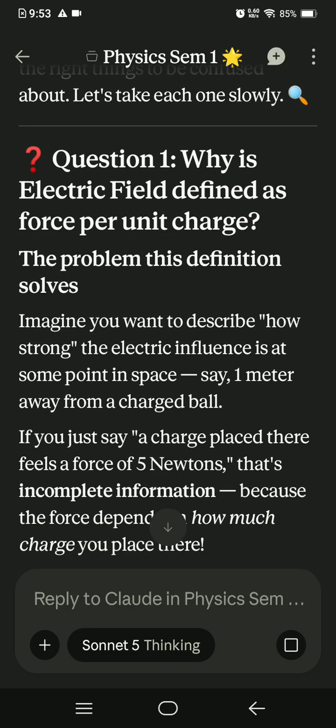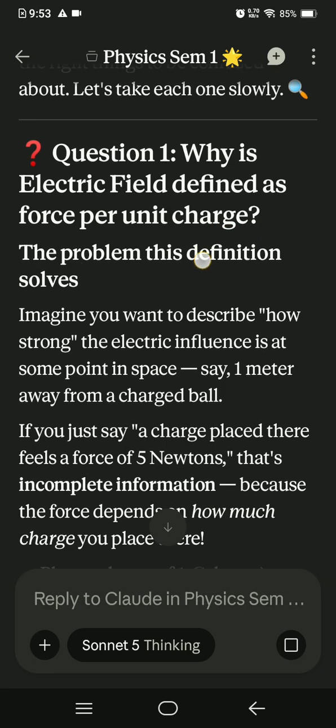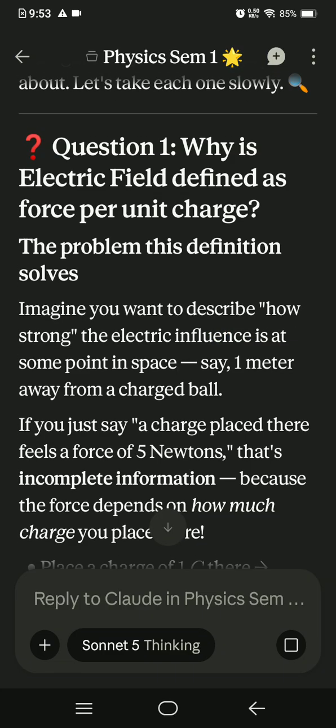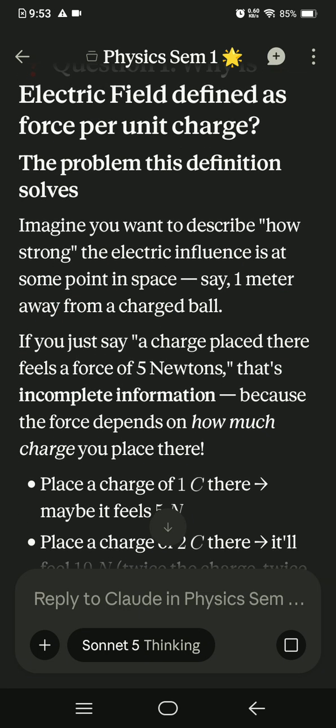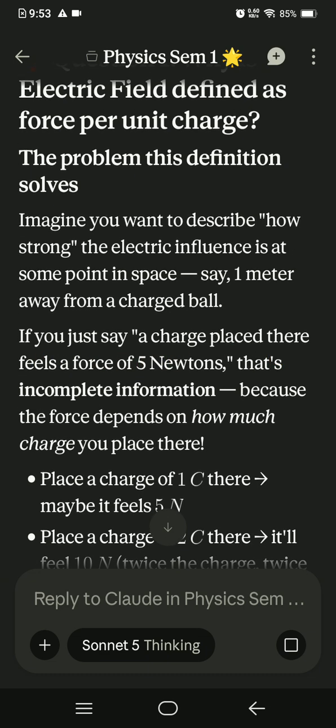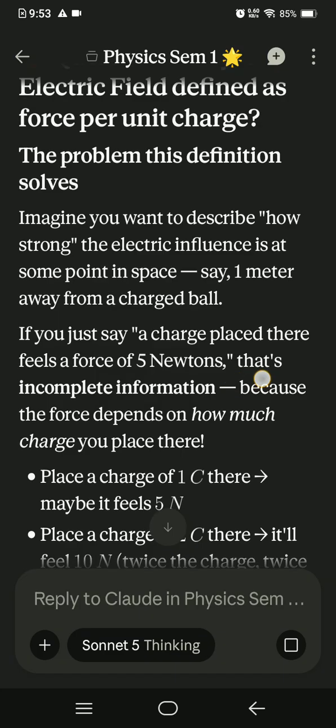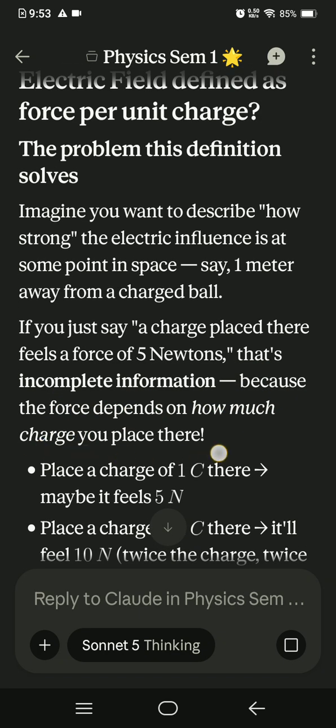Let's take this: why is electric field defined as force per unit charge? The problem this definition solves: imagine you want to describe how strong the electric influence is at some point in space, say 1 meter from a charged ball. If you say a charge placed there feels a force of 5 newtons, that's incomplete information because the force depends on how much charge you place there.